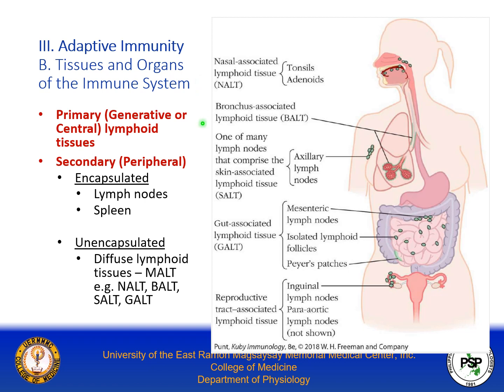You have BALT, the bronchus associated lymphoid tissues. You also have SALT, the skin associated lymphoid tissue in the axillary lymph nodes. GALT, or the gut associated lymphoid tissues, are present in the mesenteric lymph nodes. You also have them in the Peyer's patches. You also have the reproductive tract associated lymphoid tissues that include your inguinal lymph nodes, and not shown here are the para-aortic lymph nodes. Collectively, they are known as the MALT or the mucosa associated lymphoid tissues.